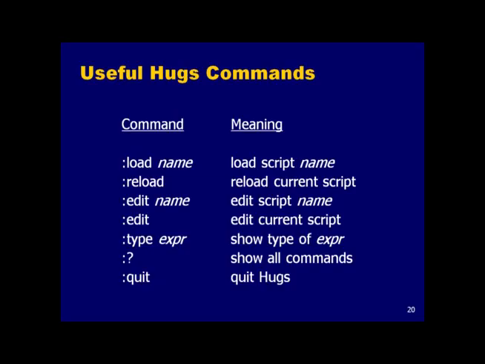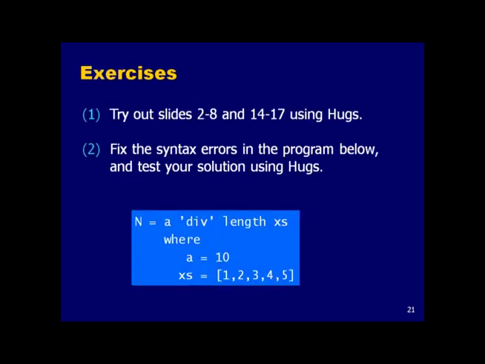Okay, if you want to use Hugs, you can do certain commands. I'll skip that. If you play with Hugs or GHCi, you just type a colon and you get all the commands. All right, so this is the end of the second lecture, and again we end with some homework, and the homework is really easy. You just play with Haskell.